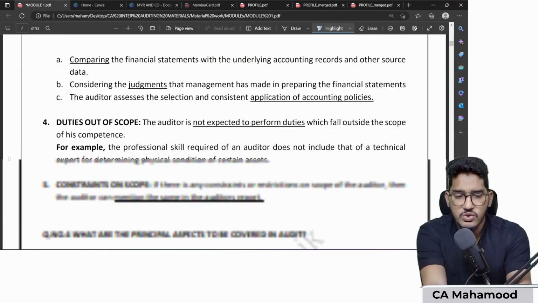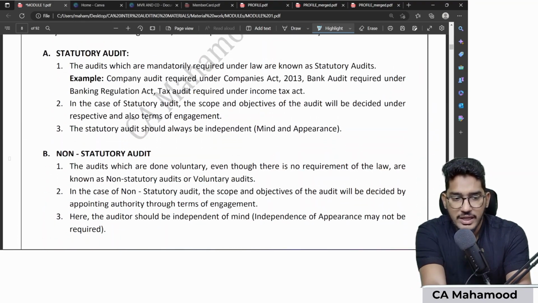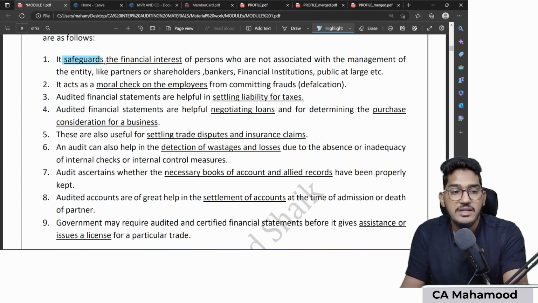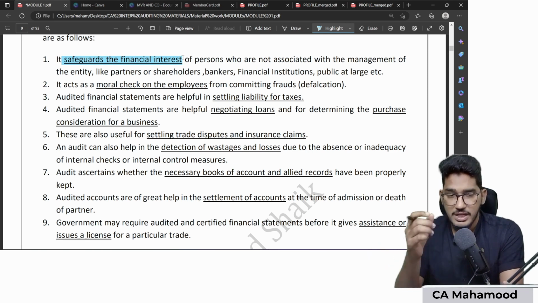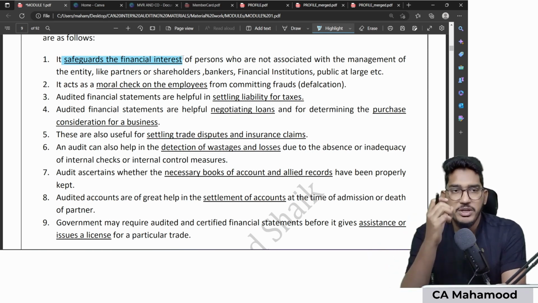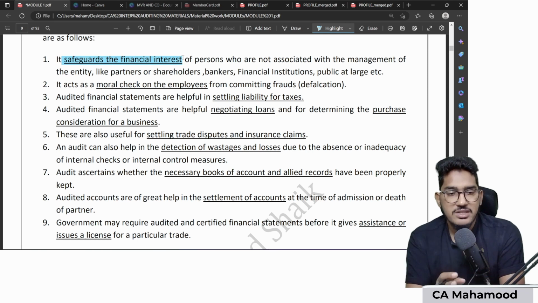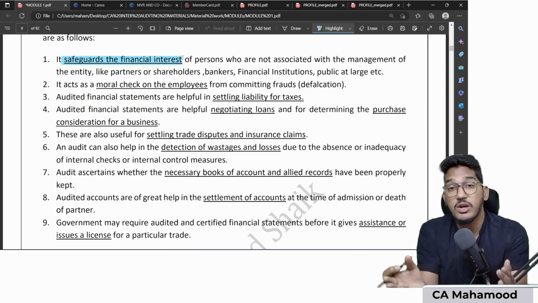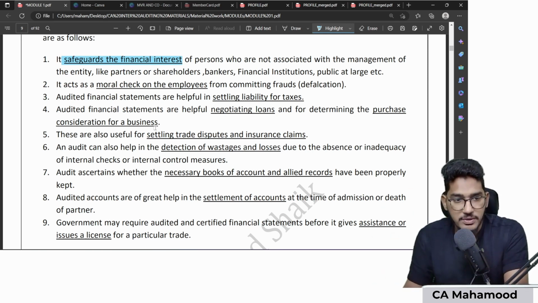So what are the advantages of independent audit? Number one, it protects the interest of the shareholders. Like as you could see here, this particular answer safeguards the financial interest of the people who are not associated with the management. So you have to be very careful here, guys. Assume a true or false statement they are asking: the audit of financial statements safeguards the financial interest of the people who are associated with the management. Do you agree with that statement? No, the answer is false. The audit of financial statements protects the interest of the people who are not associated with management.